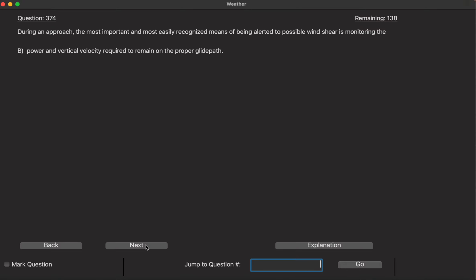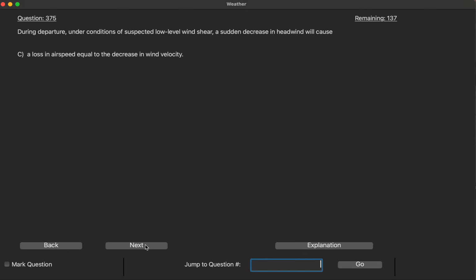During an approach, the most important and most easily recognized meaning of being alerted to possible wind shear is monitoring the power and vertical velocity required to maintain the proper glide path. So, being alerted of possible wind shear, monitor the power and vertical velocity required to maintain the proper glide path.